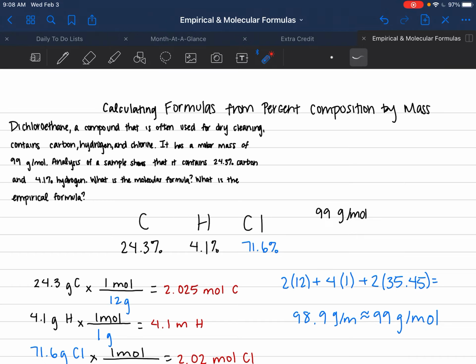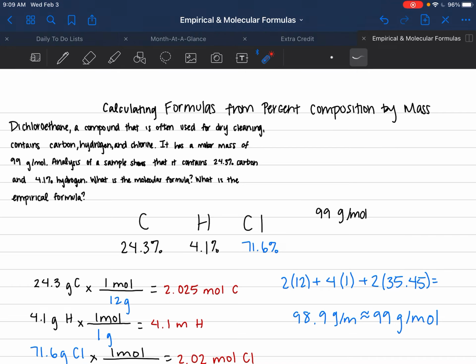It says it's a compound that's used for dry cleaning. It contains carbon, hydrogen, and chlorine. So we know what it is made up of. It has a molar mass of 99 grams per mole. Analysis of a sample shows that it contains 24.3% carbon and 4.1% hydrogen. So we want to know what is the molecular formula and what is the empirical formula.